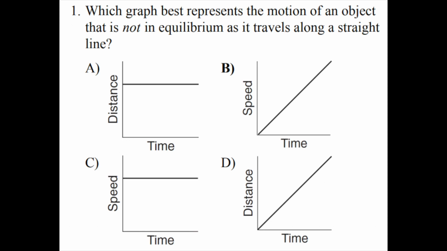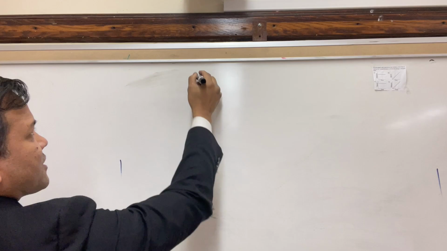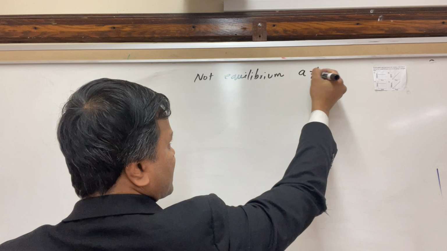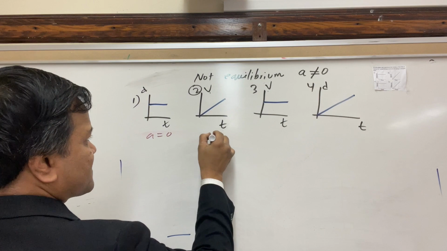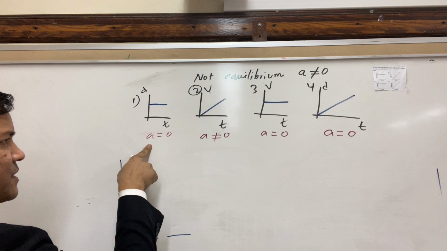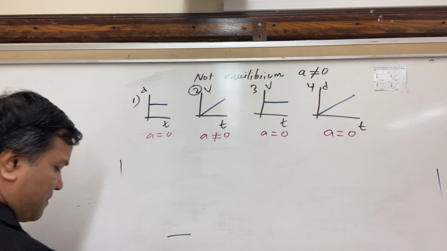This is problem 1. I'm going to go over problem 1 from test number 5. Not equilibrium means acceleration is not zero. If we look over here, acceleration is not zero. If we look over here, acceleration is zero. If we look over here, acceleration is zero. So acceleration is zero means equilibrium. So this is the answer. But let me explain why acceleration is not zero over here and acceleration is zero over here.